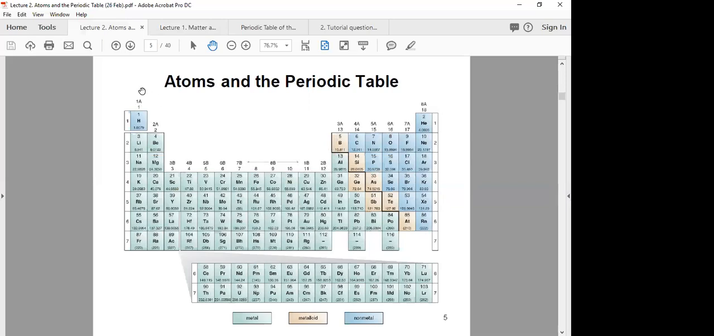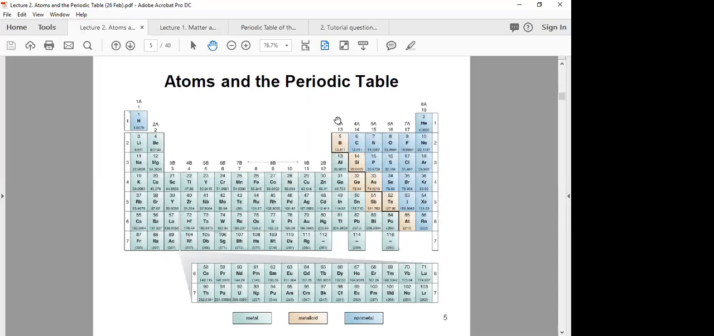All right, so this is the numbering system for the elements found within each column. And instead of saying column 1A, we actually refer to it as group 1A. So group 1A is represented by all these elements in the first column. Group 2A elements are all these elements in this column.